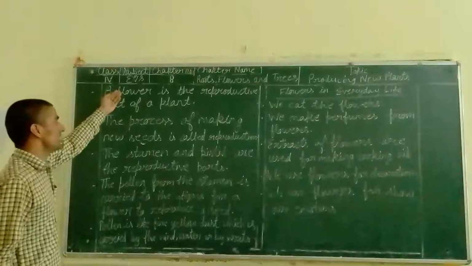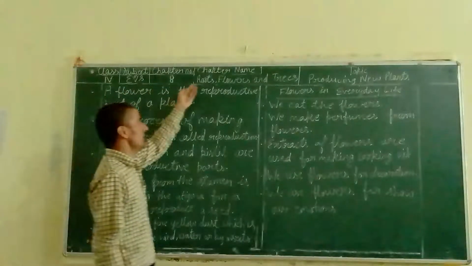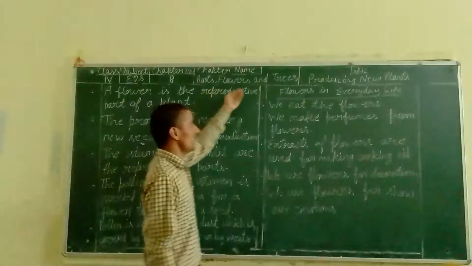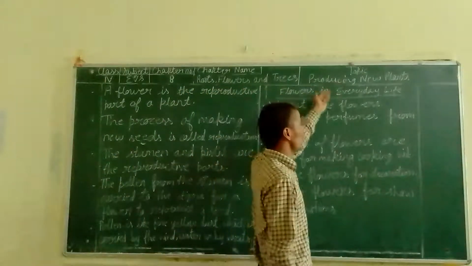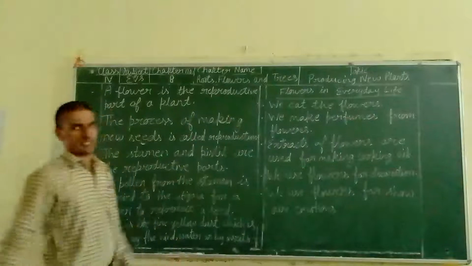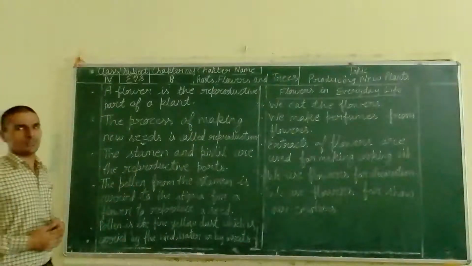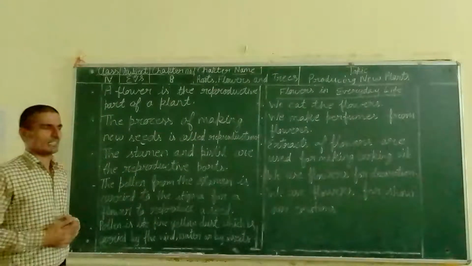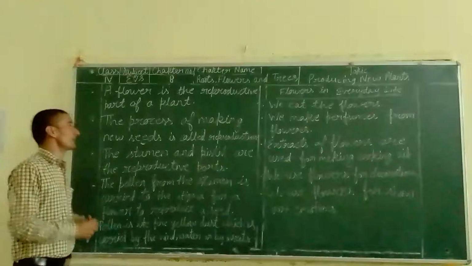Class 4, Subject EVS, Chapter number 8. Chapter name: Roots, Flowers and Trees. Topic: producing new plants. Today we are going to talk about how plants reproduce, how new plants can grow.